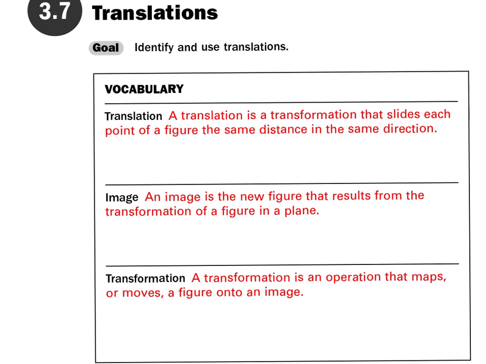A translation is a transformation that slides each point of a figure the same distance in the same direction. And once you get to the new location, you create a new image. So in other words, if I give you an example, I can have a line that looks like this. So let's say I have 1, 2, 3, 4, 5 points on that line.